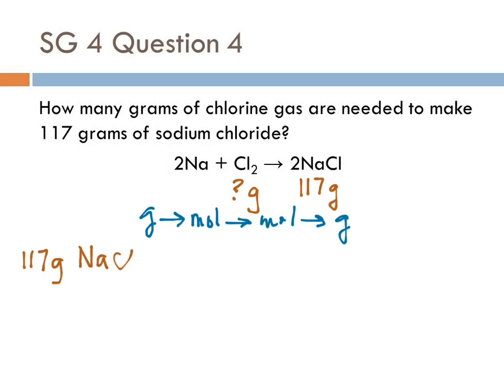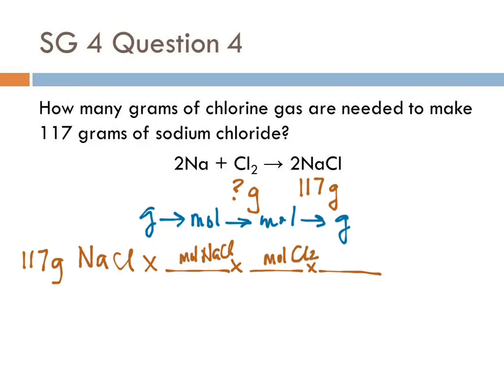So this is what we're starting with. This is the number that we're given, grams of sodium chloride. And our path, grams to moles to grams, has 3 arrows. We need 3 conversion factors, 3 relationships here. The path tells us what to put on the top. Grams of sodium chloride to moles of sodium chloride. And from moles of sodium chloride to the moles of the thing that we're looking for, which is Cl2.